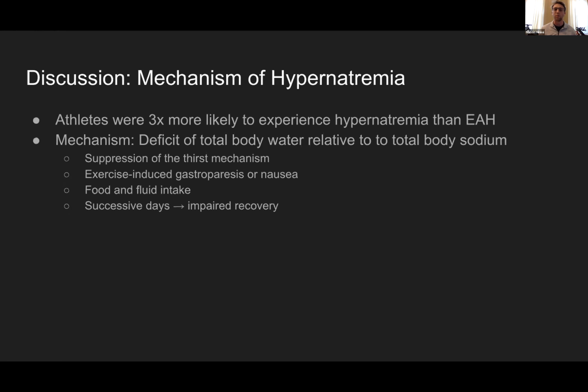There's also abnormal food and fluid intake. This wasn't something that was tightly regulated by the researchers. So that's one confounding variable too. And then back to the just successive days and leading to impaired recovery. This alters the way our metabolism works. So lots of confounding things, but again, it falls back to this underlying mechanism of the total body water deficit.